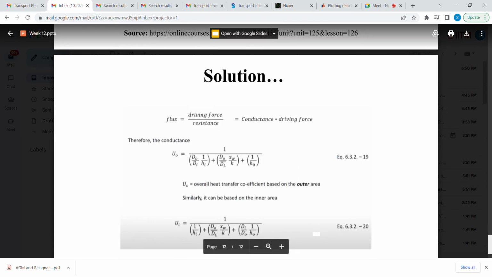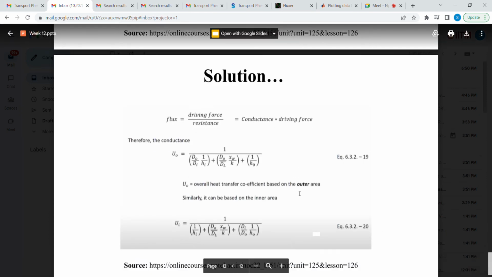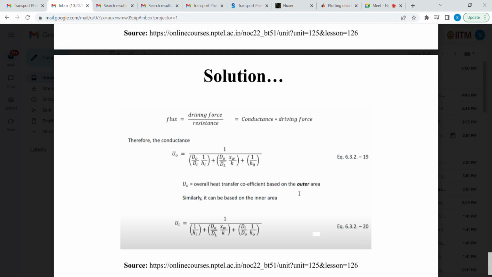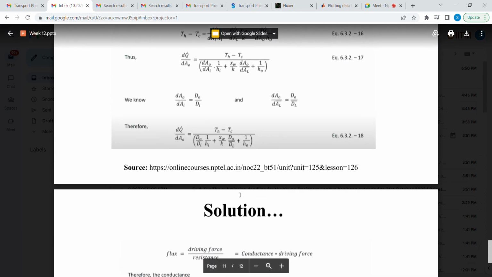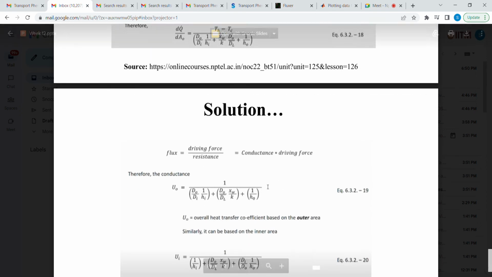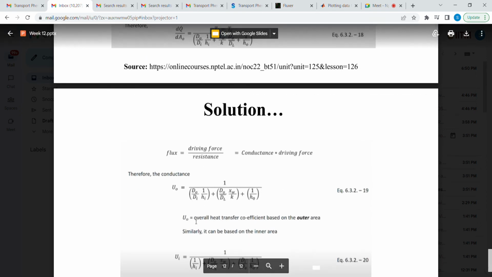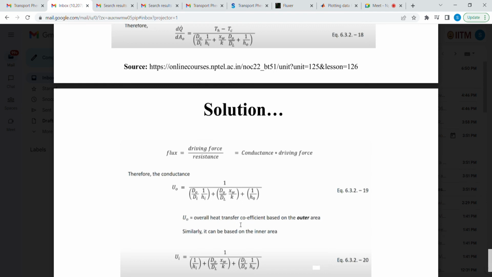Coming to the flux, where flux is the driving force divided by resistance, or the driving force into 1 by resistance, sorry, where 1 by resistance is the conductance. So the conductance U naught equals, we know this one, right? U naught is the overall heat transfer coefficient based on the outer area.